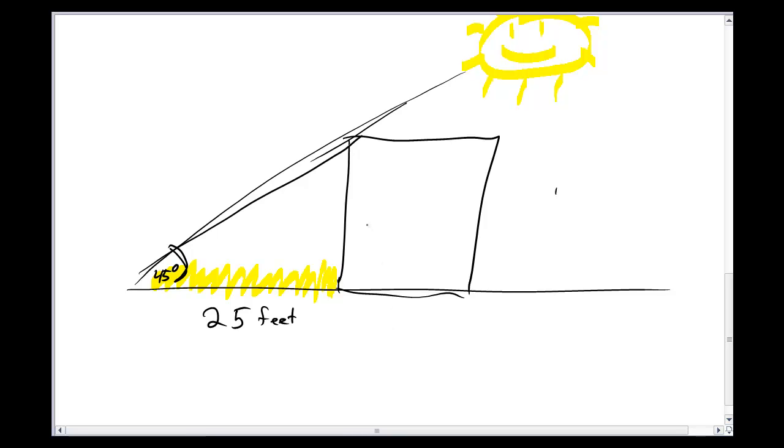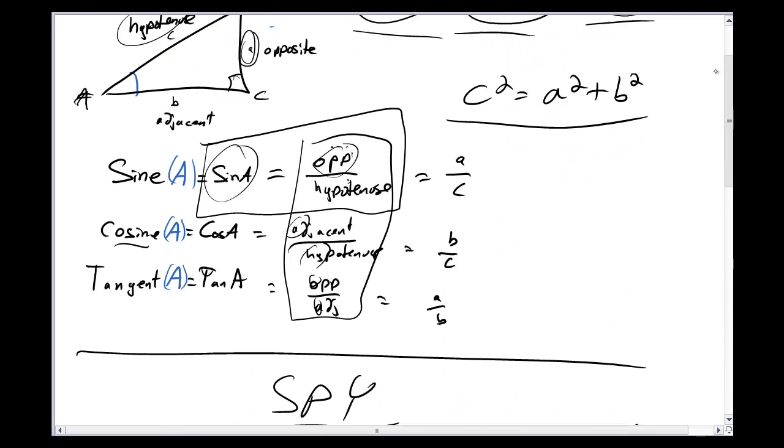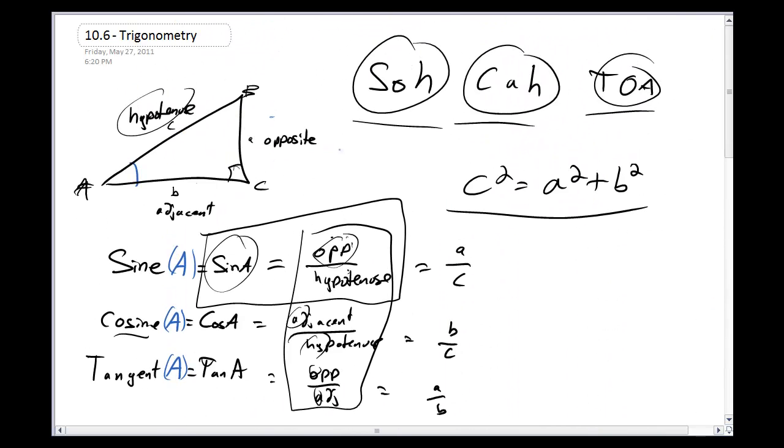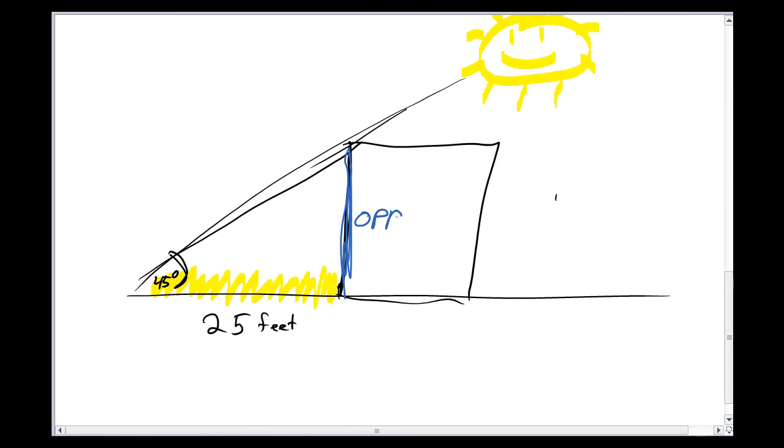Now, I'm curious how tall my building is. So let's figure it out. Well, I need to figure out this side right here. This is what I'm shooting for. This is the side I'm after. In terms of my triangle with my sine and ratio things, what I'm trying to find is the opposite part. So I want the opposite. That's the part I don't know.